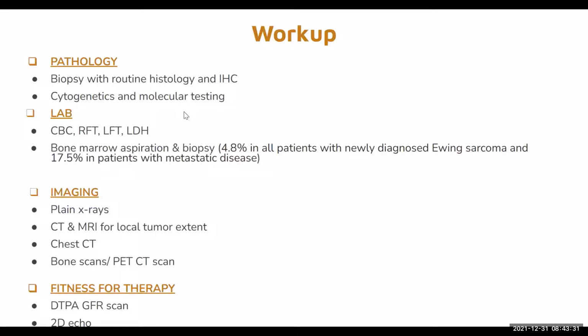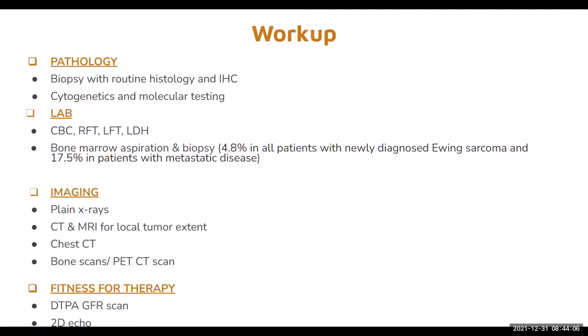Bone marrow involvement is up to 4.8% in newly diagnosed patients, and in 17% of patients with metastatic disease the bone marrow would be involved. With the onset of PET CT scan, bone marrow biopsy is not done now. Imaging: plain X-ray, CT, or MRI of the local site to characterize the local extent. Bone scan or PET scan to see involvement of other bones, and because the most common metastatic site is the lung, CT chest if PET scan is not done. Fitness for therapy would be assessed by DTPA GFR scan and 2D echo.